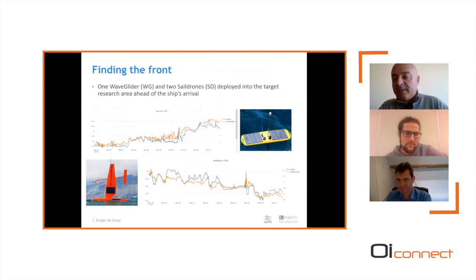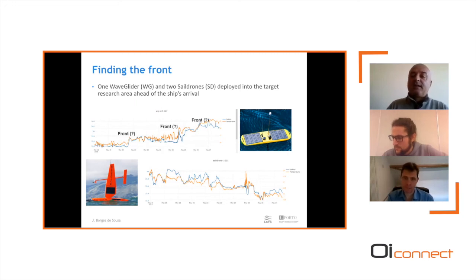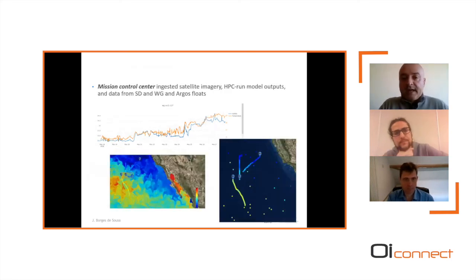And now let me talk about what we did in the cruise. First task, finding the front. Why? Because it's very difficult to see from space. Two reasons: there's a very weak temperature signature, and it's mostly clouded there, as we could tell. So what we did was we sent one wave glider and 2 sail drones that were deployed into the target area ahead of the ship's arrival. Then we were looking at sharp transitions of temperature and salinity to try to figure out where the front was. We were ingesting this data.